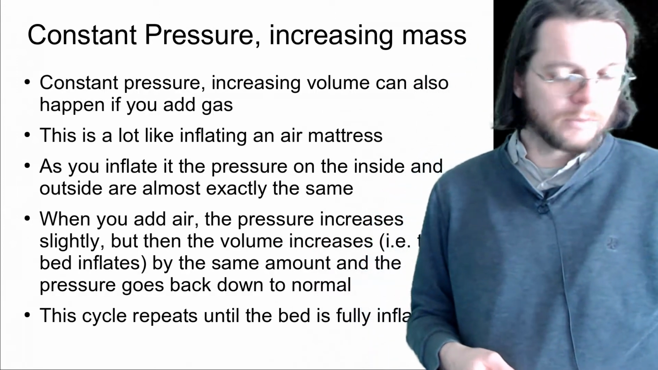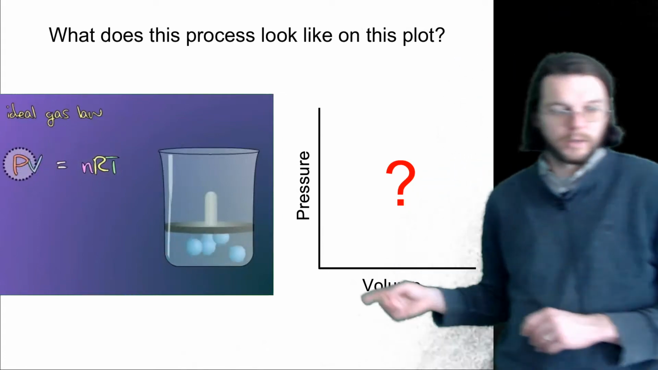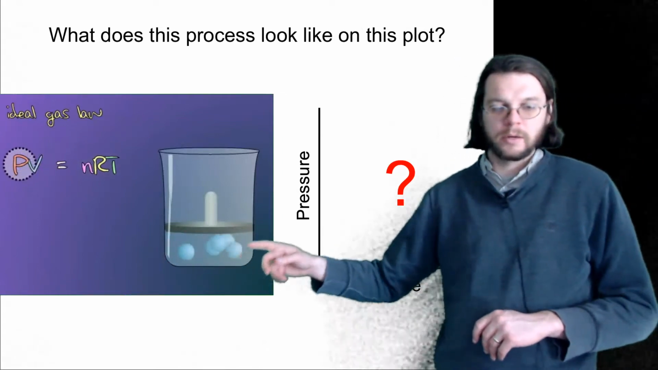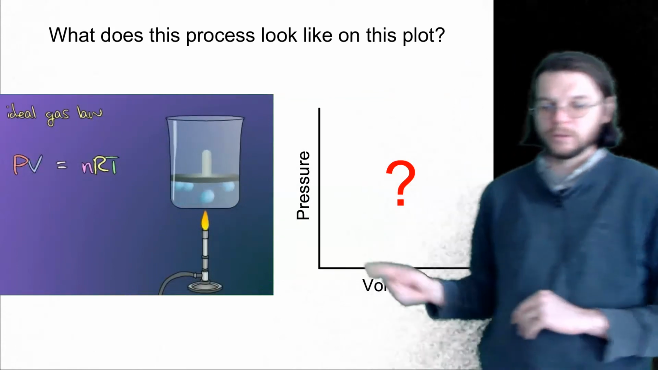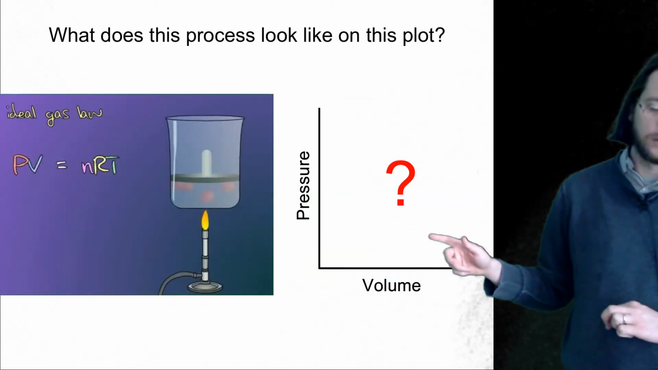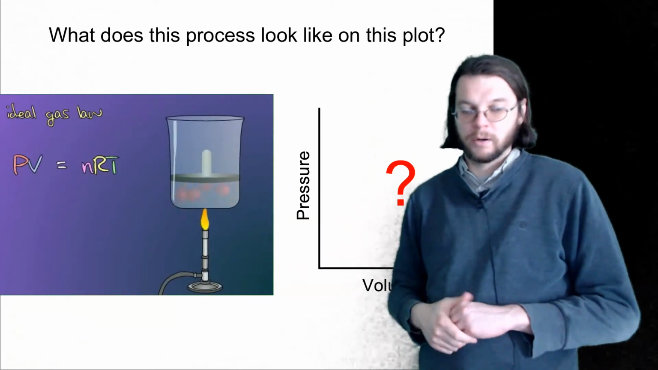Now, what does this process look like on a plot like this? Again, we're heating this thing up and causing this plunger to rise. So in a second, there's this candle there. So what does it look like here? Well, the volume is changing now, right? So the volume is getting bigger.